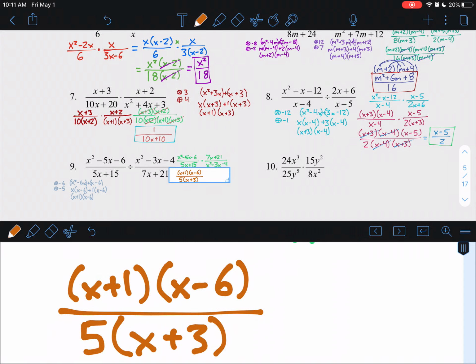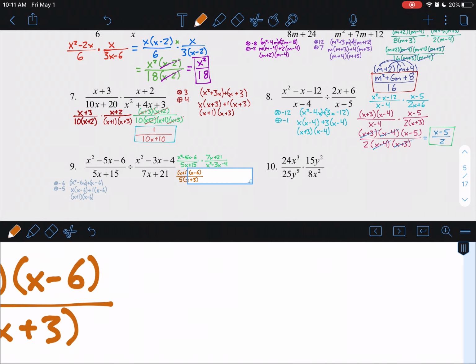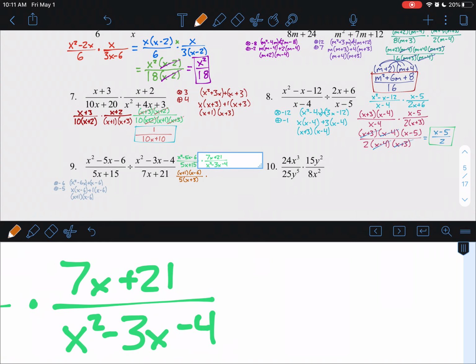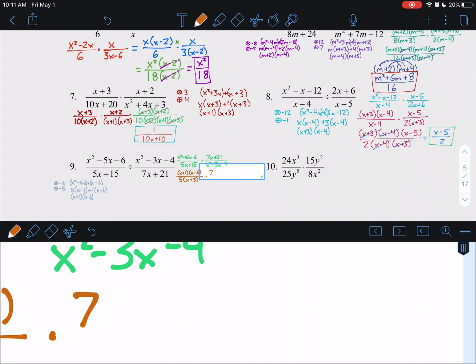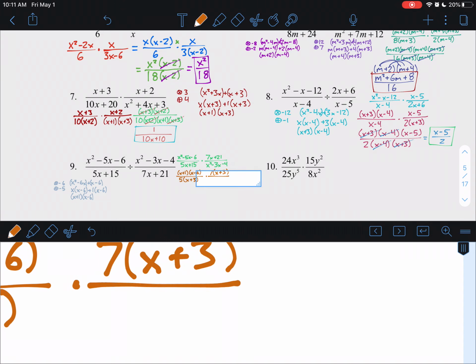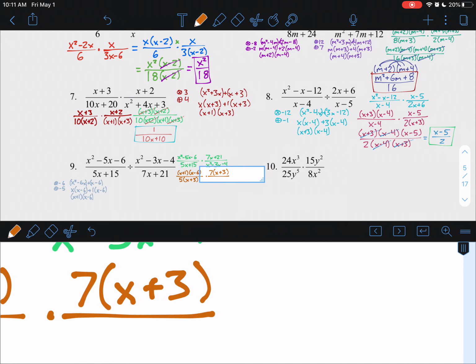It turned into that. My second fraction, I have times, in the numerator I got 7x plus 21. The GCF between 7x and 21 is 7. So I can pull out a 7, and I'm left with 7x divided by 7 is x, 21 divided by 7 is 3. And then I have that x squared minus 3x minus 4.